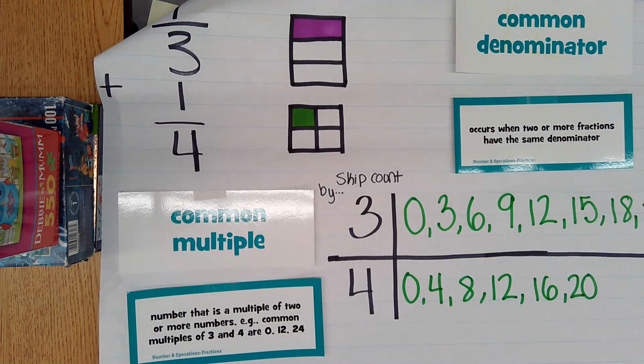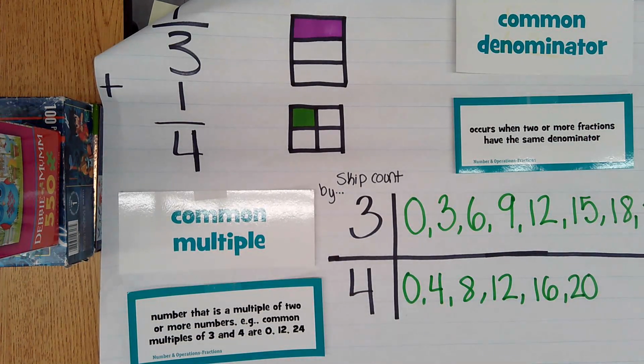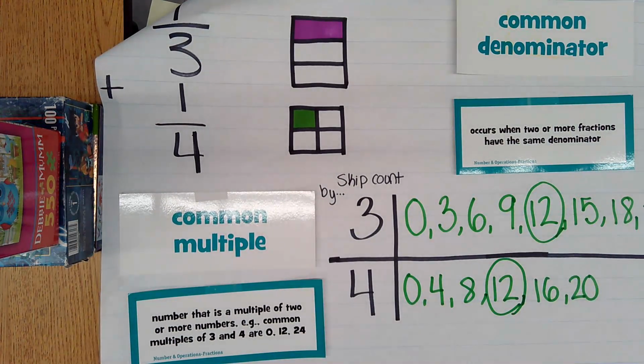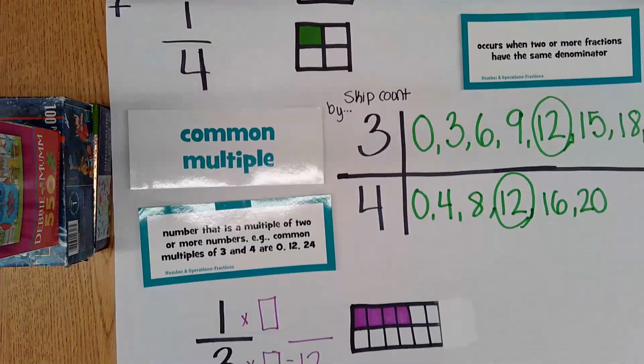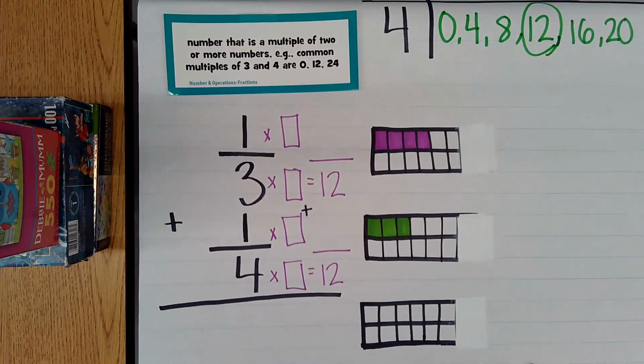So when we find our least common multiple, now that I have listed out some of our multiples, I want to look for the smallest one they have in common aside from 0. So the smallest number or multiple that these two have in common is 12. So I want to make my common denominator 12. I want to make both 1/3 and 1/4 have a denominator of 12 since that is the least multiple that they have in common.